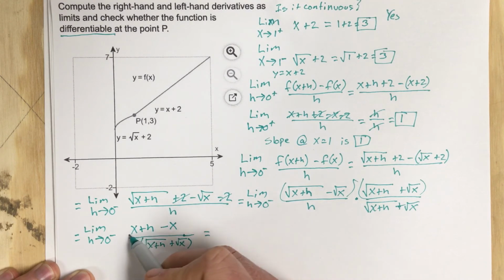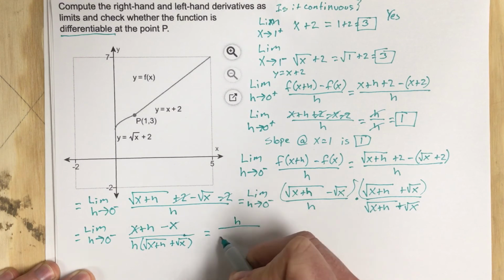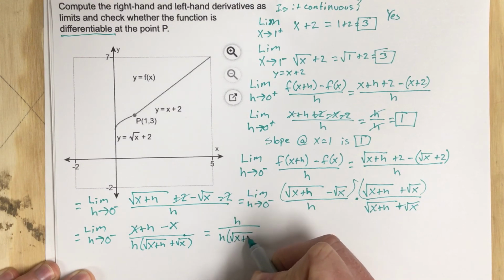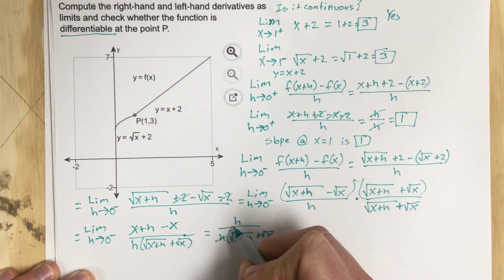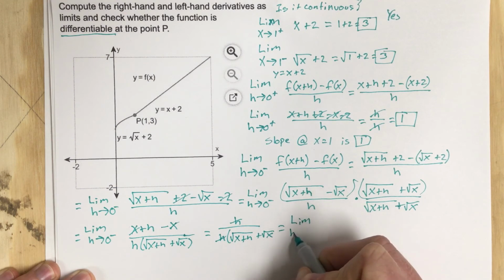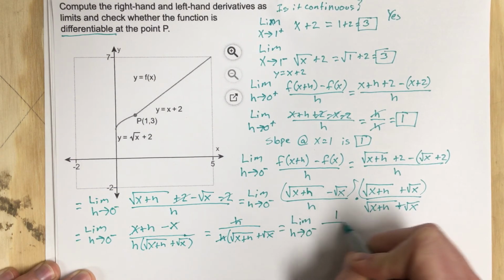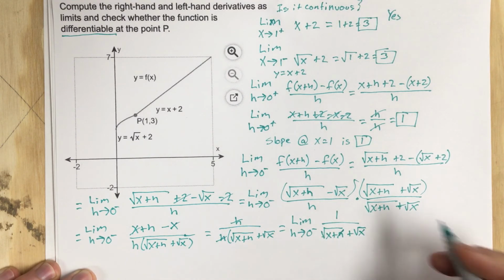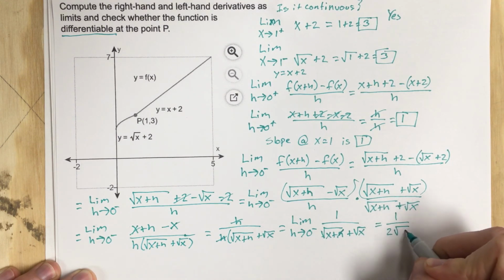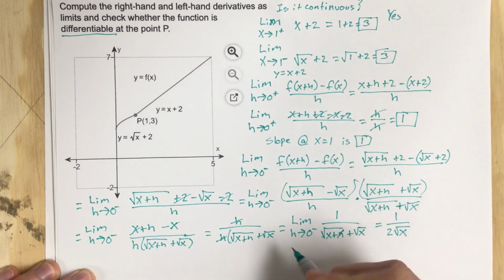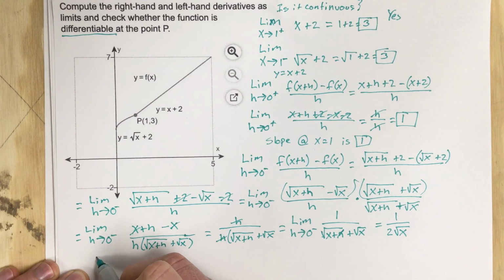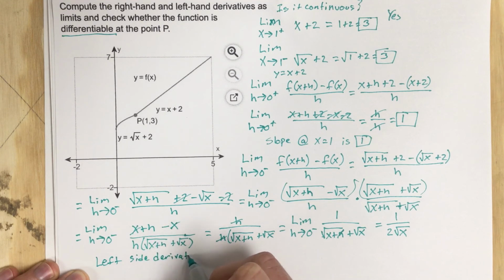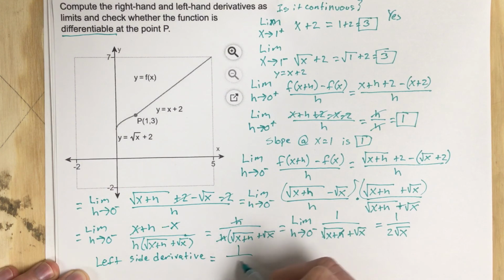We go ahead and cancel the x's. We have h over h times root x plus h plus root x. Cancel the h's and we end up with limit as h approaches 0 from the left of 1 over root x plus h plus root x. I plug in 0, that h cancels, I'm left with root x plus root x on the bottom, which is 1 over 2 root x. So the derivative for the left side, left side derivative is equal to 1 over 2 root x.